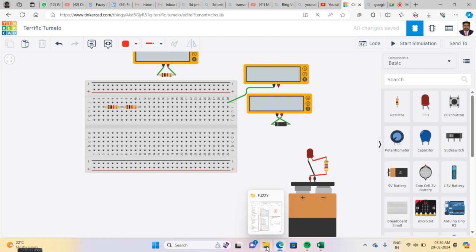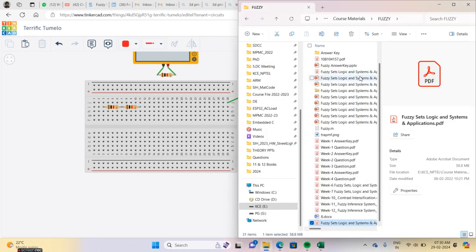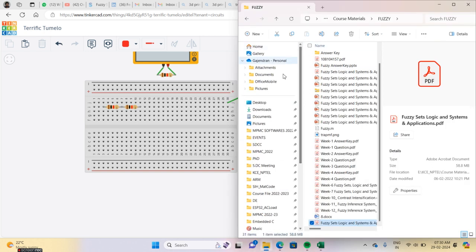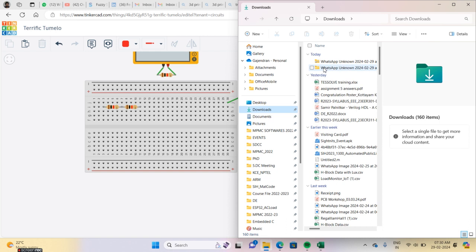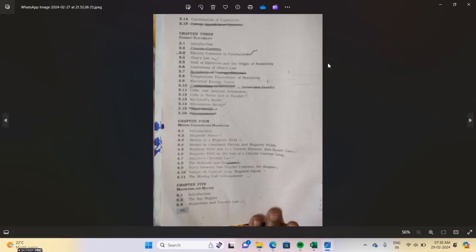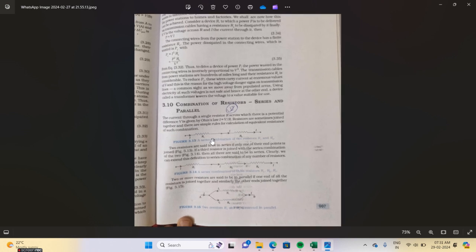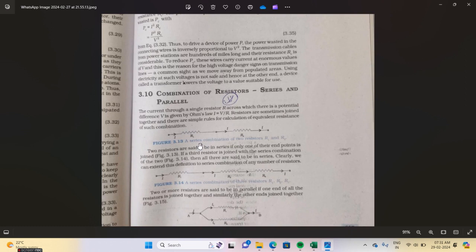As per your textbook concepts, where are the images I kept? Your images I kept in the downloads. Two resistors are in series. Am I correct? This image. I made the same connection there. So two resistors in series, three resistors in series, n number of resistors in series. We can do magic.